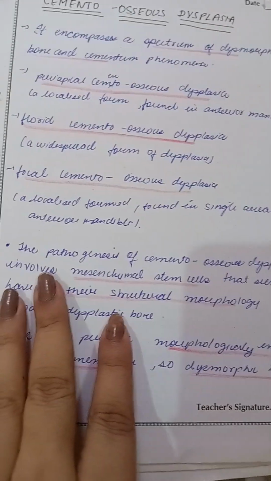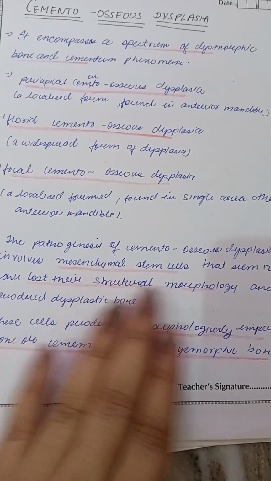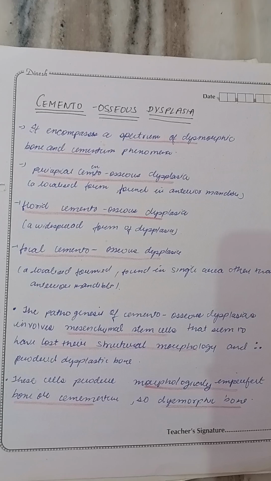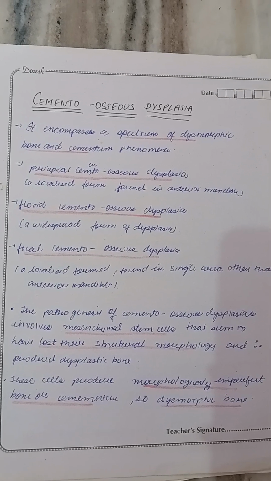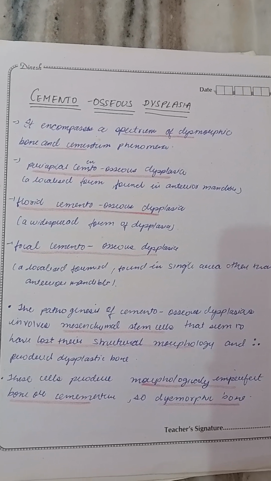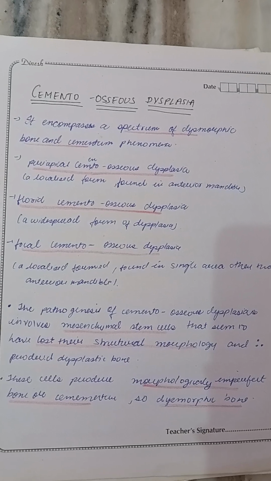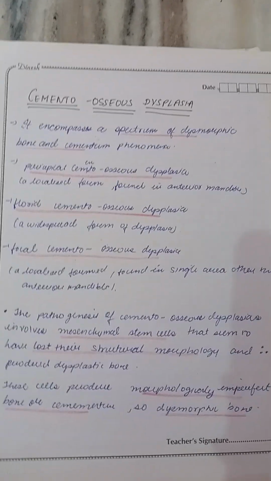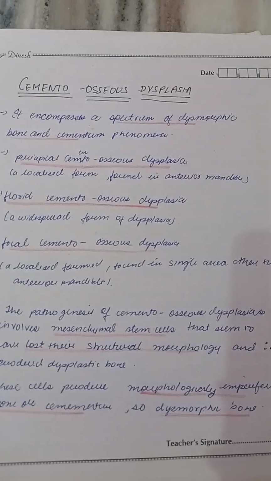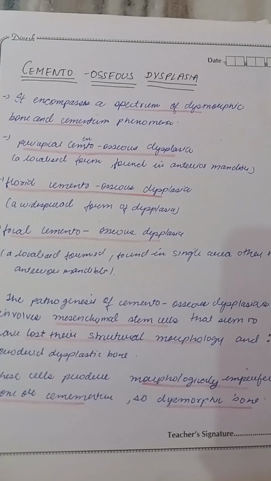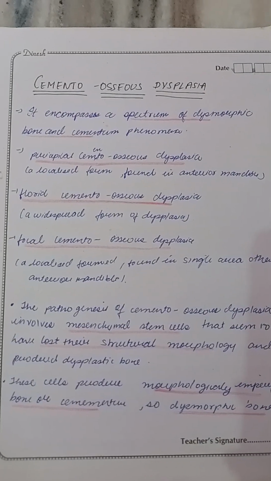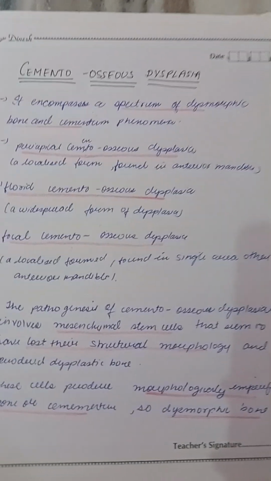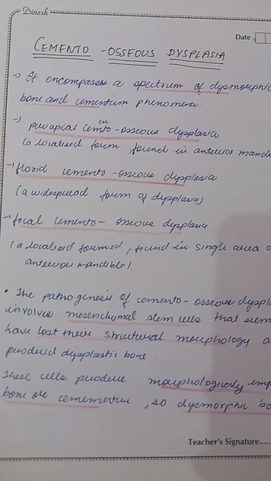Okay. Now, the pathogenesis of cemento osseous dysplasia involves mesenchymal stem cells that seem to have lost their structural morphology and therefore produce dysplastic bone. So the mesenchymal stem cells have lost their structure morphology, and therefore they are producing dysplastic bone. So this is the pathogenesis for cemento osseous dysplasia.